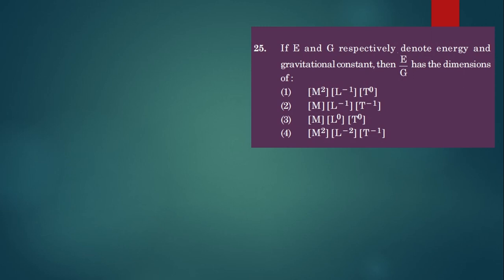So here in this question, two quantities are given. One is energy, one is the universal gravitational constant, and we are supposed to calculate the value of the dimension. So energy divided by g. So directly we can put the value of the dimension. If you can remember the dimension of energy, it is ml square t minus 2.